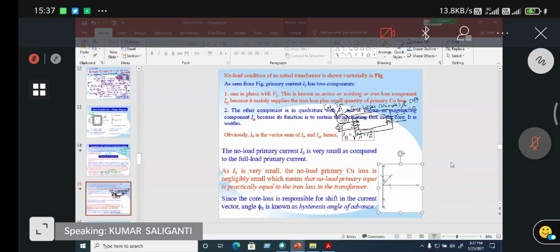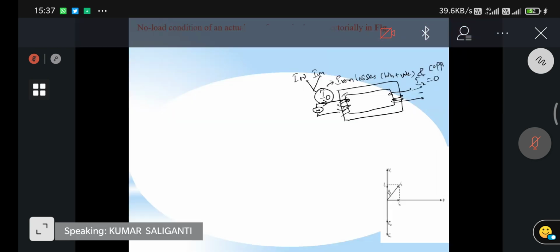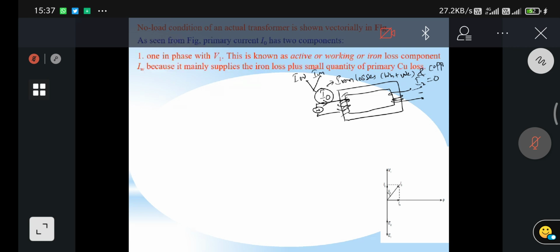Okay. This is the no load component current, you can see. This primary current has a working component current and a magnetizing component current. This is the no load component current.